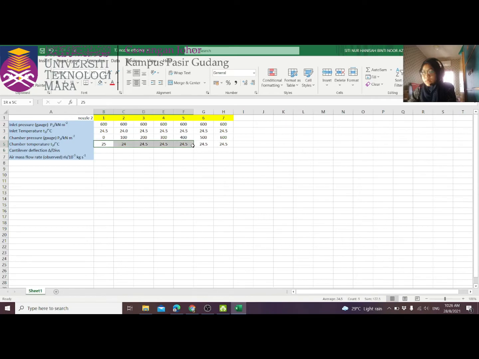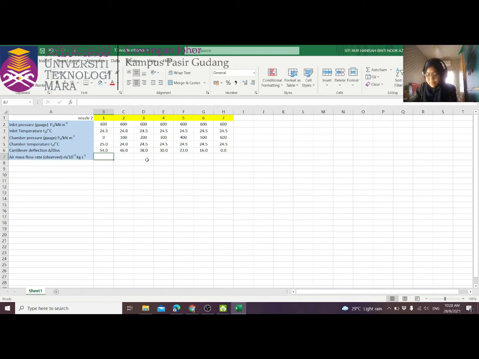And let it be in this format. And then for the cantilever deflection, based on the experiment, 54.0, 46.0, 38.0, 30.0, 23. Oh, sorry. This one is 30, 23, 16, and 0 for this point. Okay.